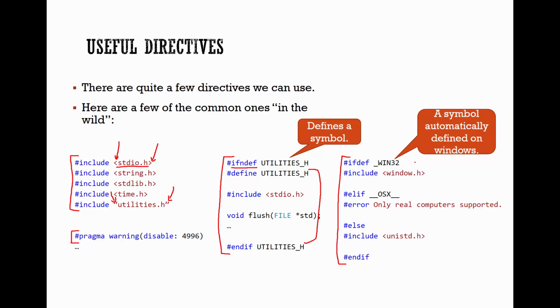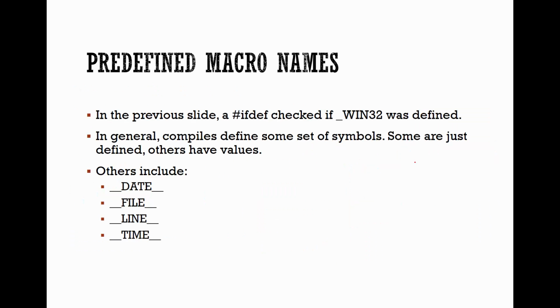Let's take a look at a few more of those predefined symbols. So we already used that #ifdef to check to see what platform we're on. There are a few other symbols that you can use to maybe debug or to help understand how your code is compiled. So over here we have date, file, line, time. These are all predefined macros. We can type them into our program, and then at compile time these will be converted into a string that contains that information.